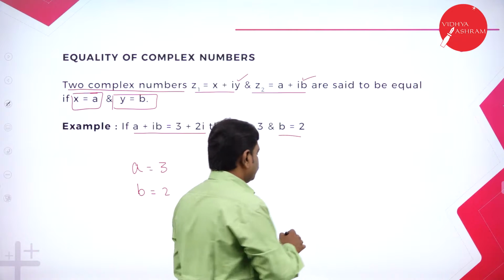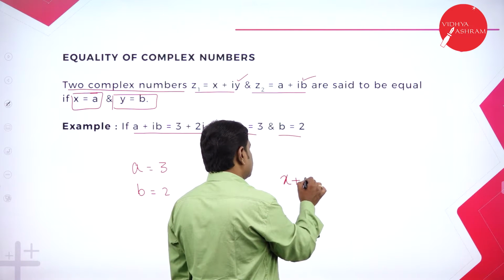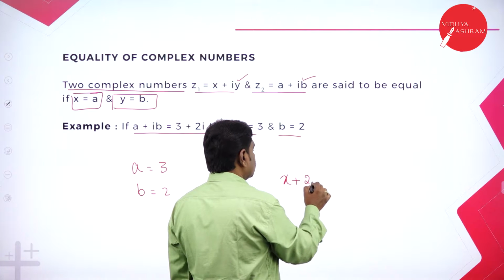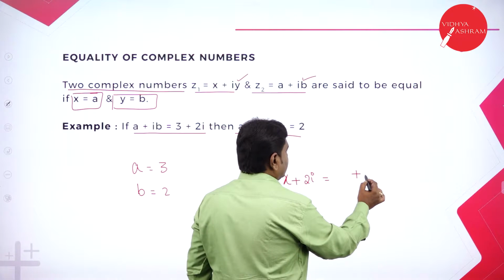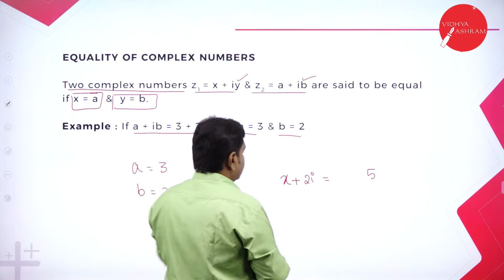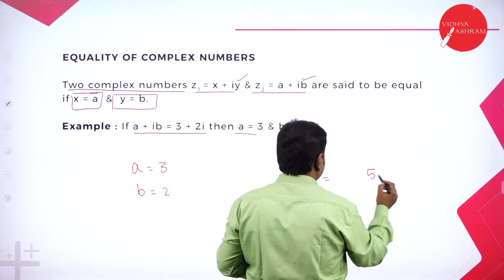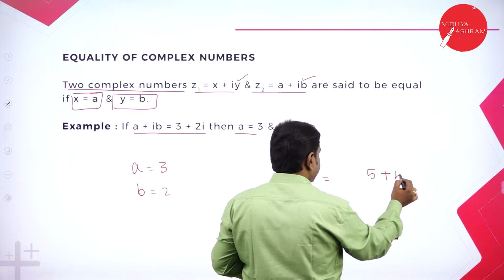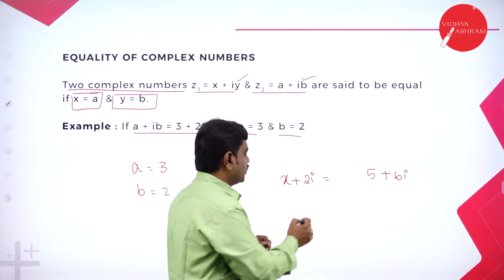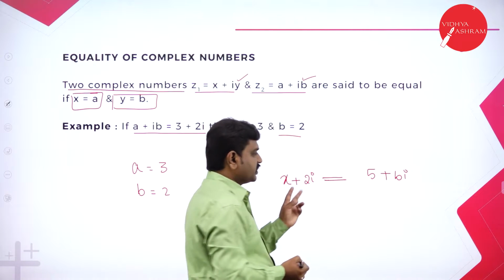Now my question to you: if I tell you x plus 2i is equal to, I'll write, 5 plus bi. I wrote two complex numbers. I am telling you they are equal, the first one equal to the second one.